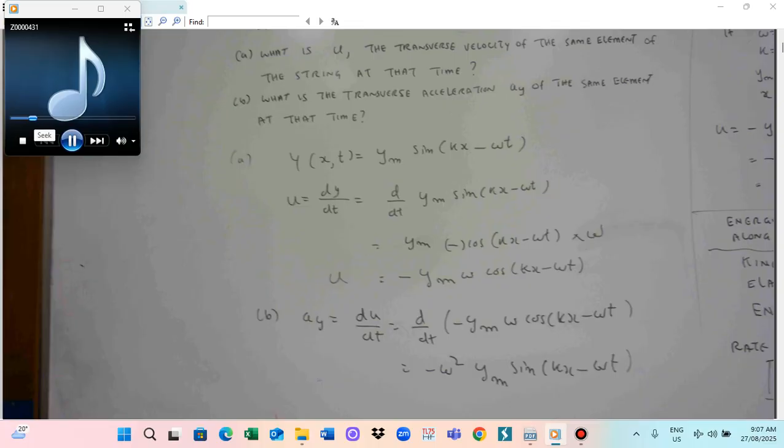Angular velocity, and this is for mu, and the power in the string can be calculated. dK is equal to half into.